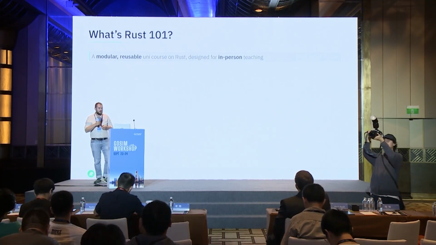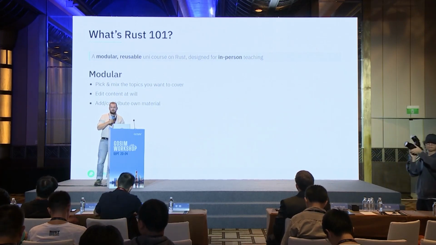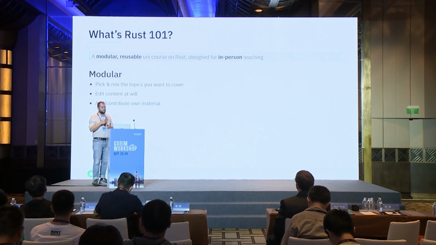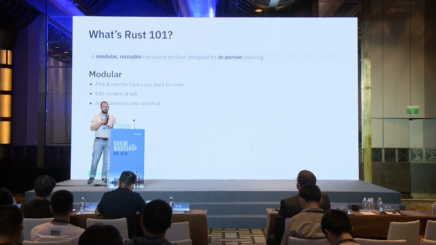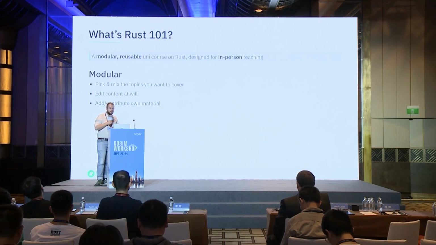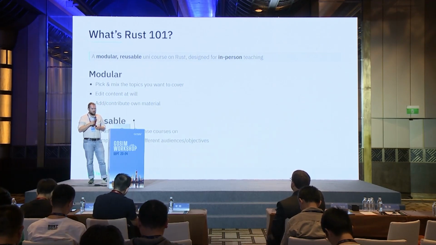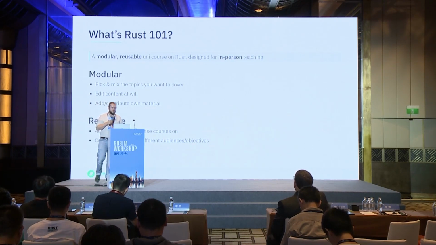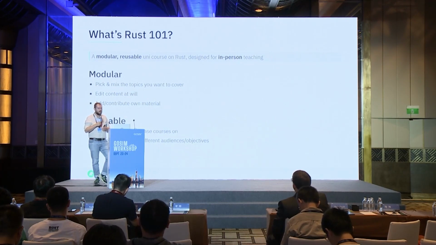So there's the modularity to it. You can pick and mix the topics you want to cover. You can edit the content at will. I mean, no teacher is going to copy and paste the slide content right into their own course, right? So it needs to be easy to edit it. And also, Rust 101 wants to make it easy to add or contribute your own material to the project. And furthermore, it's reusable. It should act as a resource to base courses on, and it should be possible to compose tracks for different audiences and different objectives.